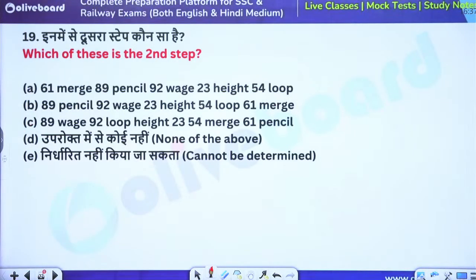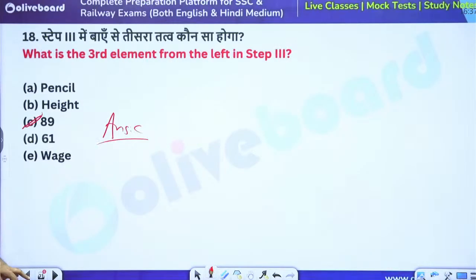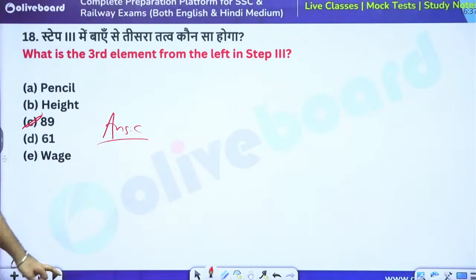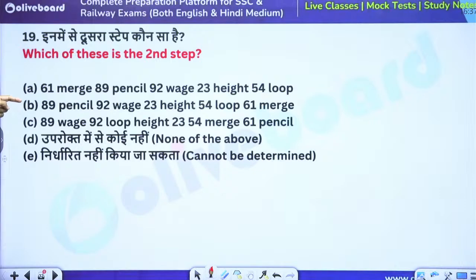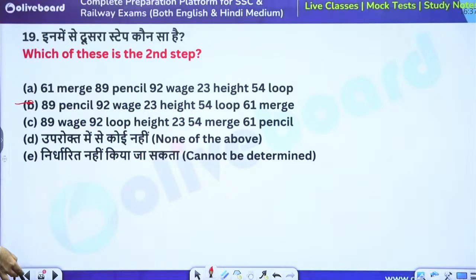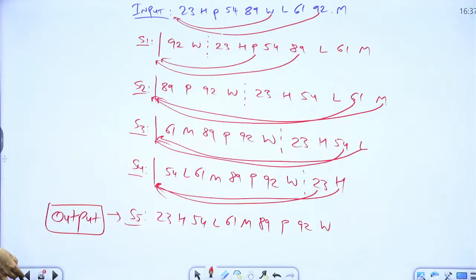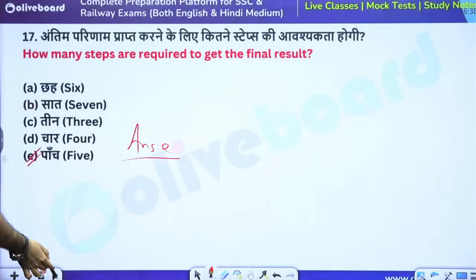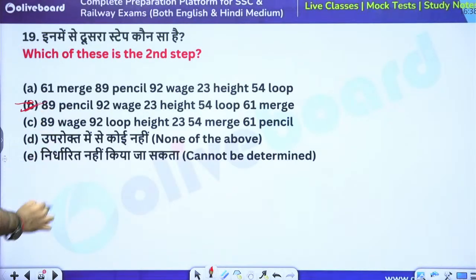Next. Which of these is the second step? Okay. Second step. Let's go to second step. 89P 92W. We have this one option, but we have none of these also. So we'll have to check it. 89P 92W. 23H 54L. 23H 54L 61M. Yes, that's correct. We have the right answer here. So option B is the correct answer.